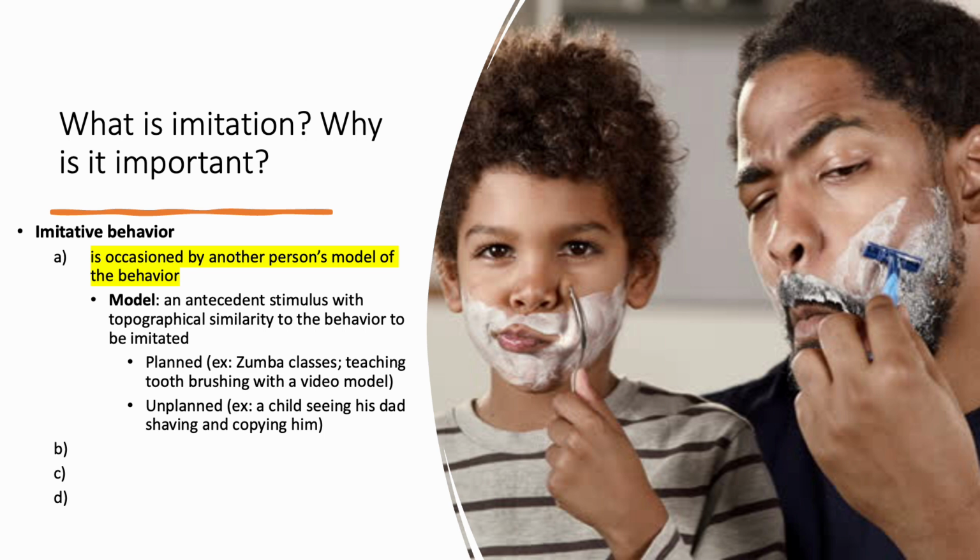Okay, so let's talk about what imitation is and why imitation is important. Imitation, in a very general sense, in a very basic sense, is when a person sees someone else engaging in a behavior and they copy that behavior. But now there are 4 criteria that must be met in order for something to be considered imitative behavior, and we're going to talk about that. But before we look at those 4 criteria, I want to make sure that I talk to you guys about why imitation is important.